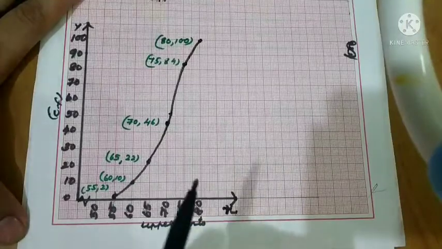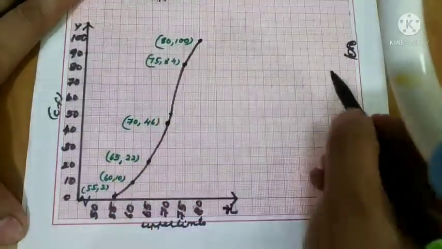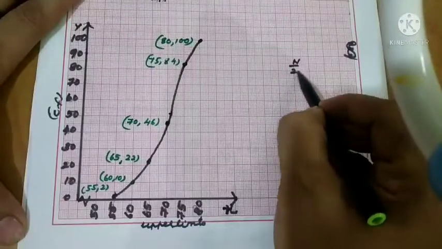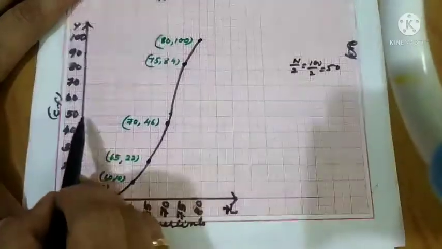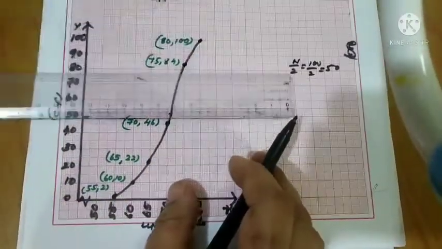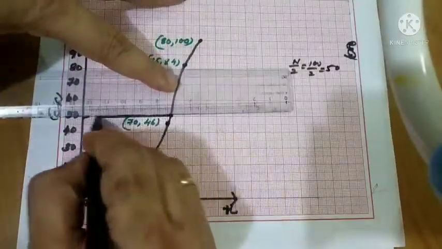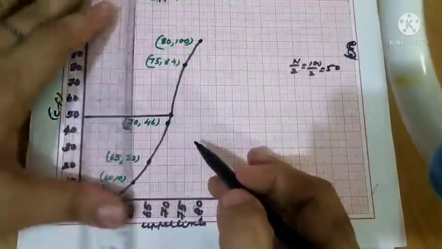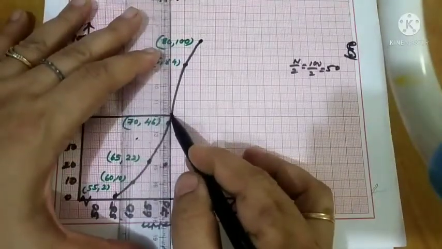Now from this method also we can locate the median. What is the CF here? 100. That is our n. So n by 2 equals 100 by 2 equals 50 only. So from 50 we are drawing a line. Keep the scale here and we draw it to the curve. From the curve we draw a perpendicular line to the x-axis.